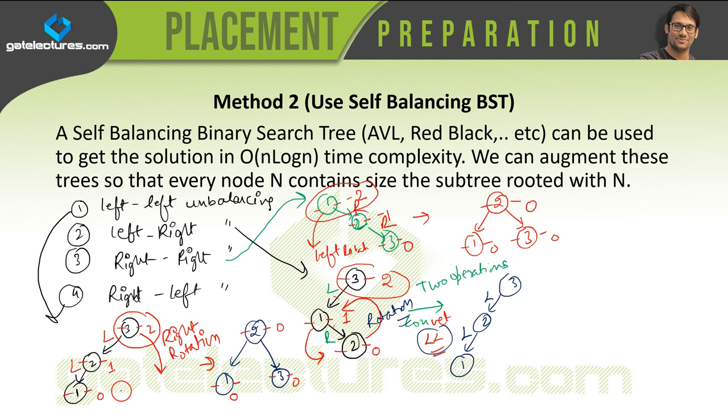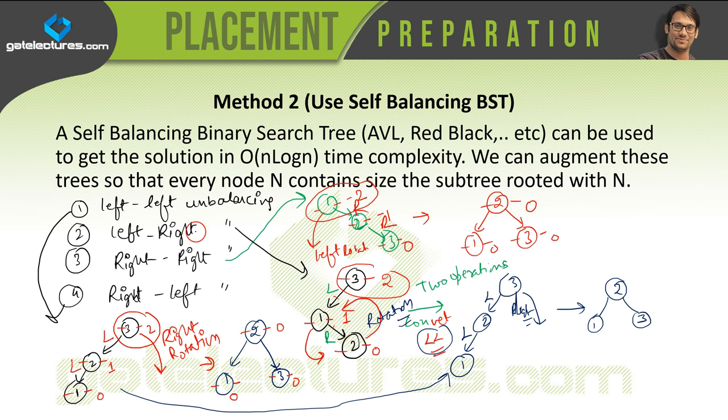Again for this, you just perform exactly the same operation that you performed here. So you make it a balanced tree by rotating it in the right direction. Therefore, it will look something like this, 2, 1 and 3. So this is the second case, which is the left-right unbalancing. In the same way, we have the right-left unbalancing. How will this right-left unbalancing look?